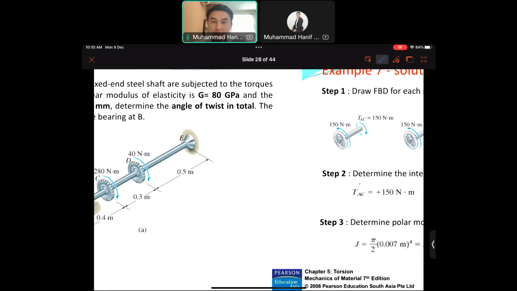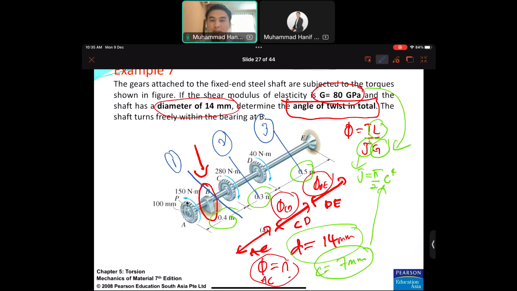Okay, how about number three? You cut in between D and E. All right, so there will be only one part that you have to consider. You cannot use the right hand side of the FBD because there is no external load; you cannot get anything. So we are taking the left part.